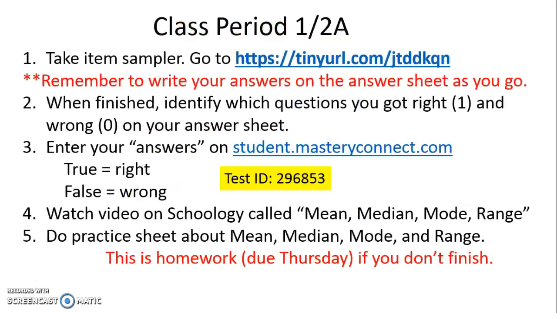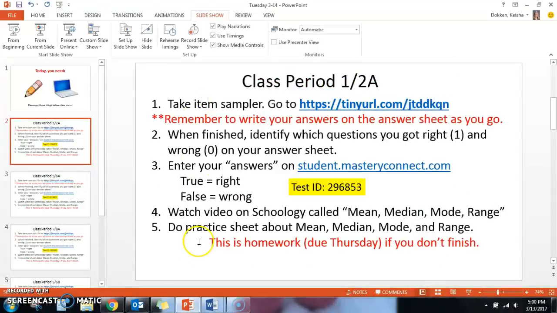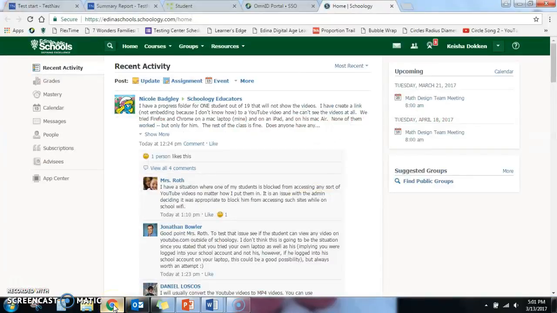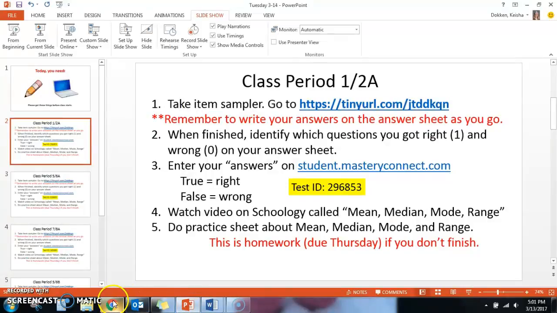So in a minute, sub will advance the screen here and you will see all of these directions. So I want to walk you through how to do this today, and then you'll be able to get started. Okay, so the item sampler, there are two places that you will be able to find that. Okay, the tiny URL will be on the screen for you, but you can also go to Schoology. Okay, so I'm going to show you where this is on Schoology, and for now, I would like you to just watch the video.